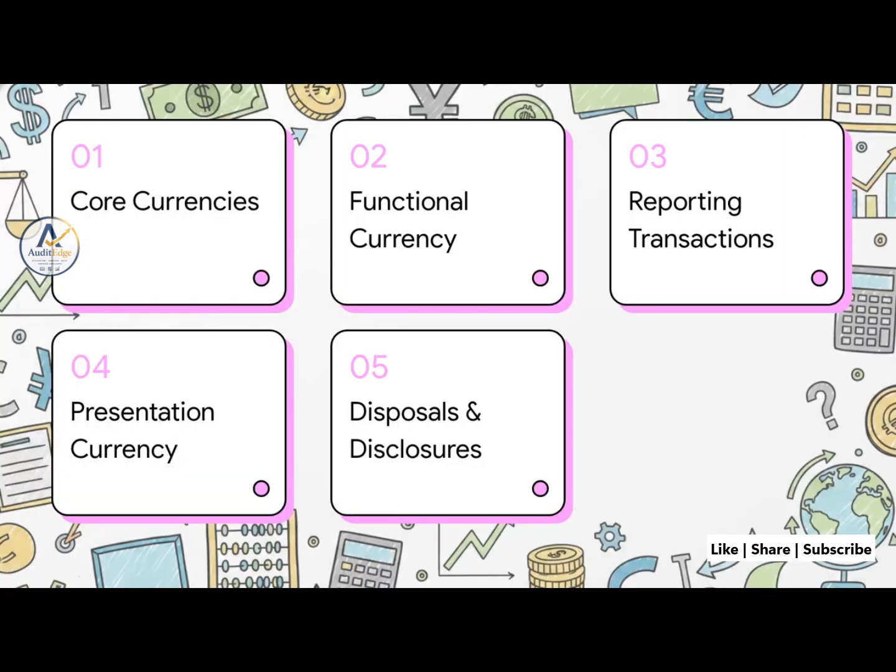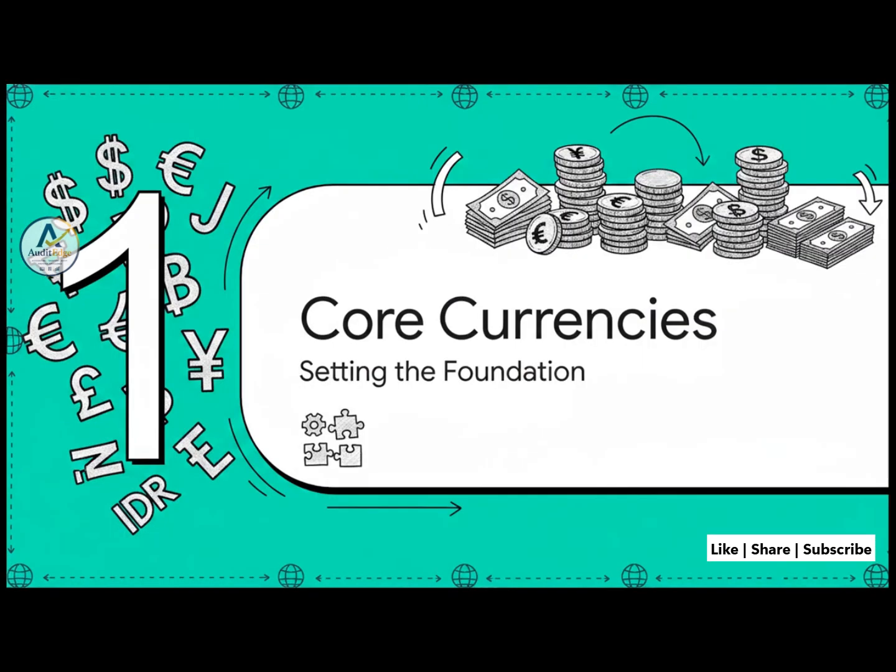Okay. Here's our roadmap for today's explainer. We're going to systematically cover the entire life cycle of a foreign transaction. We'll look at core currencies, determining functional currency, reporting transactions, presentation currency, and finally, disposals and disclosures. Let's jump right into Section 1, Core Currencies.